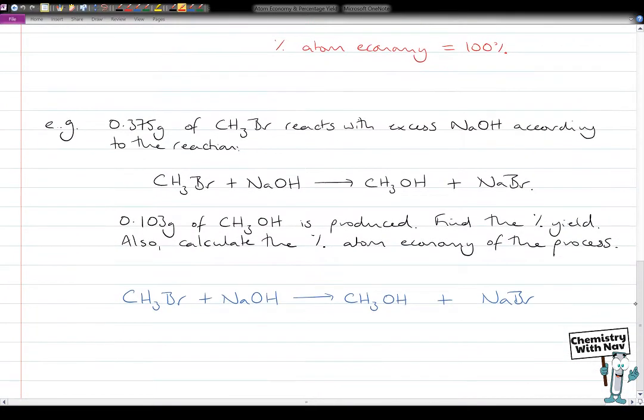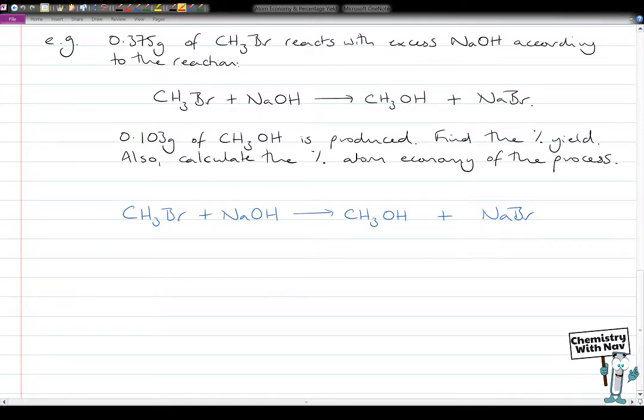Let's just look at a little example. In this example, 0.375 grams of CH3Br reacts with an excess of NaOH. According to the reaction, CH3Br plus NaOH goes to CH3OH, which is methanol, and NaBr. 0.103 grams of CH3OH is produced. Find the percentage yield. Also calculate the percentage atom economy of the process. Okay, so we've got two main targets here, but this is probably going to be a 4, maybe 5 mark question, based on how much work we have to do.